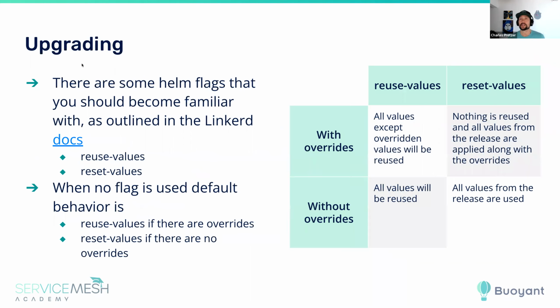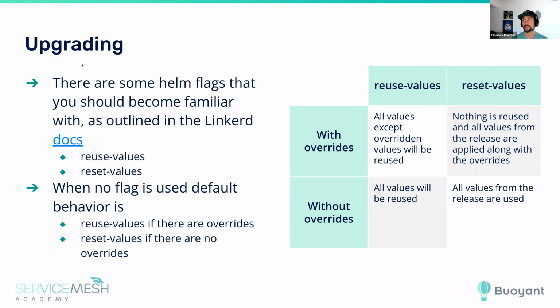One quick note about upgrading with Helm is that there are some flags that you should become familiar with. I only learned about these recently myself. We document them well in the upgrade docs. Reuse values and reset values are flags that are part of the Helm binary, and I've created a little table here. Whether you want to reuse values or reset values can be driven by whether you've got any configuration overrides or if you're using vanilla Linkerd as configured out of the box. Have a look at the docs.